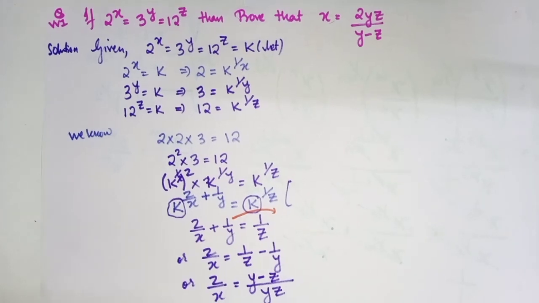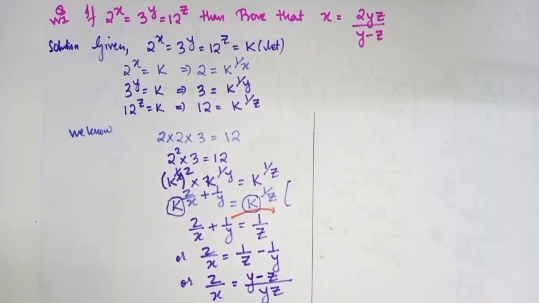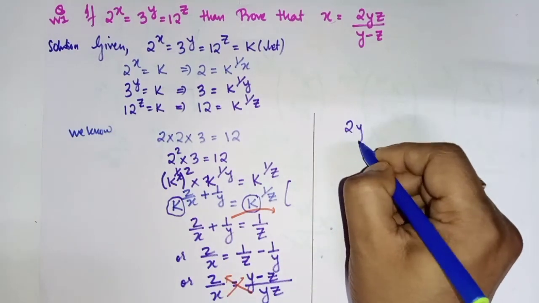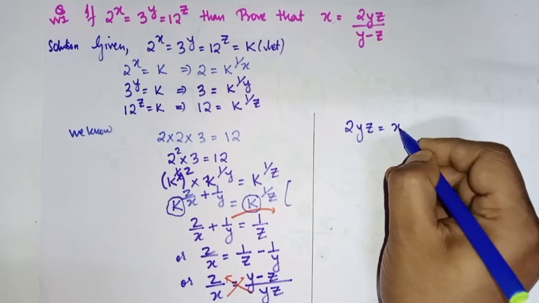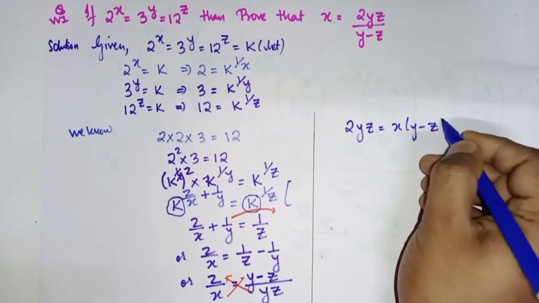Now what can I do? Now I have to cross multiply. You can see this x I'll take to this side, and this will go to that side. So I am doing cross multiply, this will go this side and this will go this side. So what will be this? 2yz equals x times y minus z.